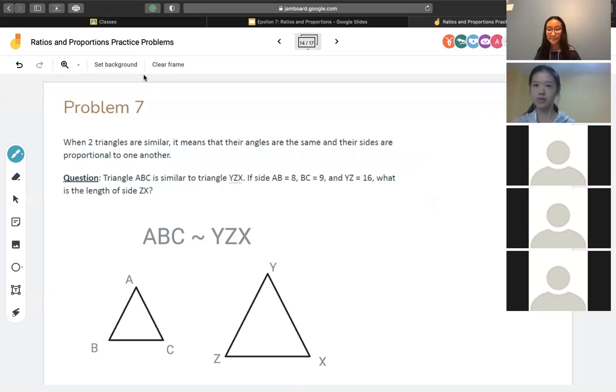Okay, so this problem is about triangle similarity. So when two triangles are similar, it means that their angles are the same, and their sides are proportional to one another. So if triangle ABC is similar to triangle YZX, and if side AB equals 8, BC equals 9, and YZ equals 16, what is the length of side ZX? I'll provide some labels to help you.